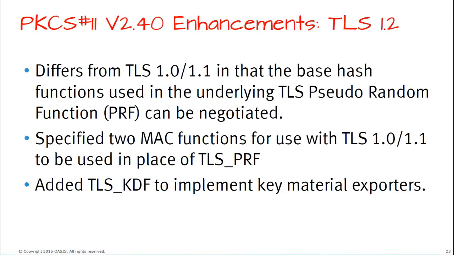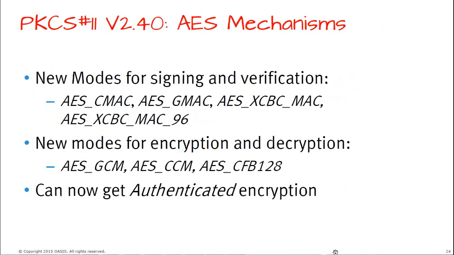So I touched on TLS 1.2 a little bit earlier, but it differs from 1.0 and 1.1 in that the base hash functions used in the underlying TLS pseudo-random function, the PRF, can be negotiated. So we had to do things very differently here. We also added a TLS KDF for doing the key material exporters, and two MAC functions for use with TLS 1.0 and 1.1.